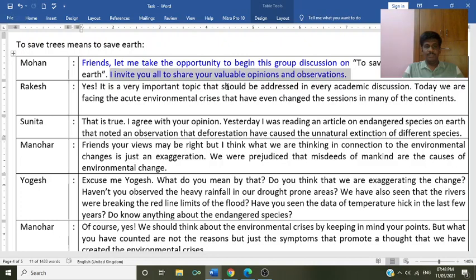Then Manohar is speaking. Friends, your views may be right, but I think what we are thinking in connection to the environmental changes is just an exaggeration. We were prejudiced that misdeeds of mankind are the causes of environmental change. So this is another angle to the topic. He is not connecting cutting trees and the environmental crisis. He thinks that what we were thinking about the environmental changes is just an exaggeration. So Manohar does not agree with Rakesh, Sunita, and even Mohan.